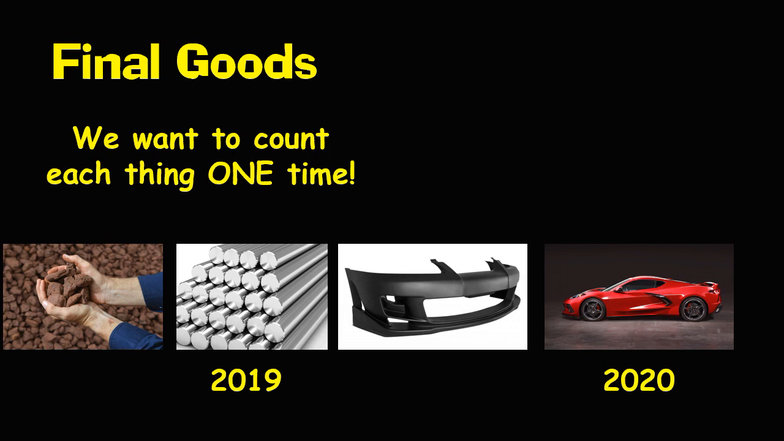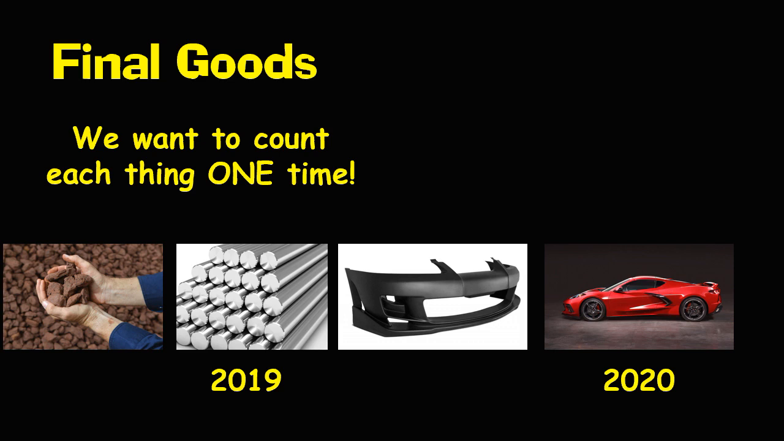What happens if in 2019 I dig up the iron ore, I make the steel, and I make the bumper, but I don't put the bumper into a car until 2020? Well, in 2019, the bumper is the final form, isn't it? The last thing that was produced in 2019 is the bumper. So into GDP in 2019 goes the bumper.